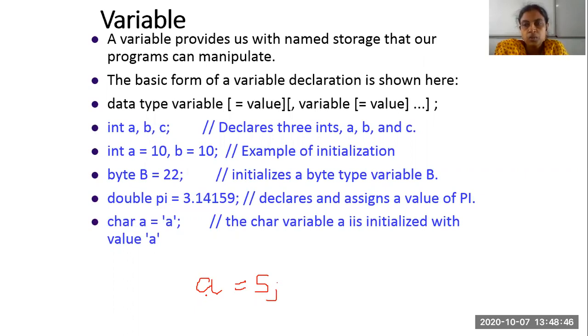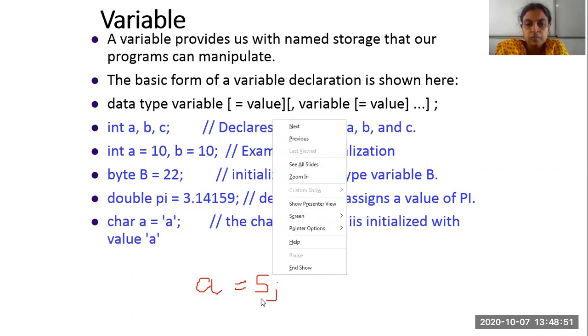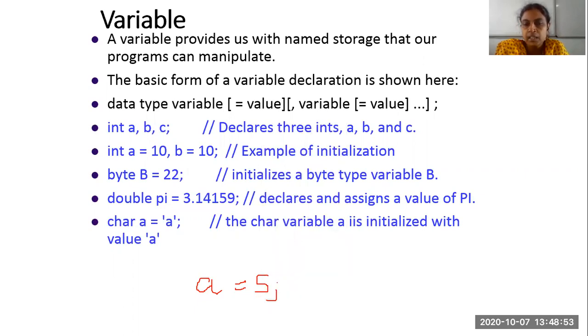And in the program also, if you want to use this value 5, we don't use 5 directly. We will use only a plus plus. Then what will happen? A is 5, so a plus plus means it will become 6. So a variable is the name provided to store a value. Usually a variable will store only one value. So that's about variables.